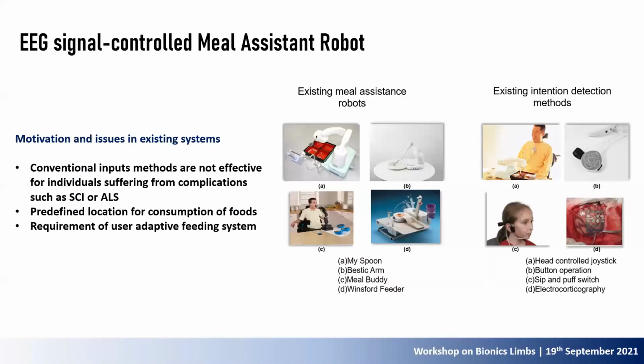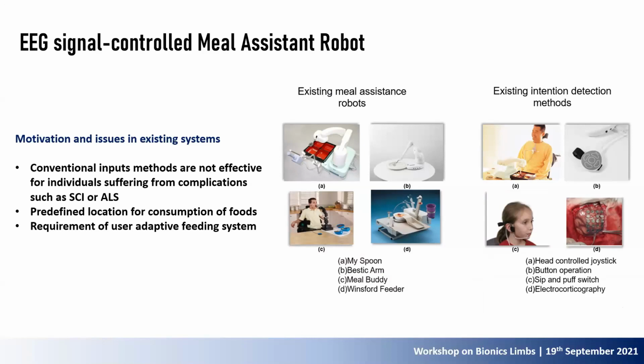Okay, so let me move to my second study that I want to discuss here. As I said in the beginning, we can use BCIs for controlling other assistive devices such as meal assistant robots. This may not be directly relevant to bionic limbs, but I thought of briefly presenting it to explain the different applications of BCI, because the same concept can be easily translated or extended to bionic control as well.